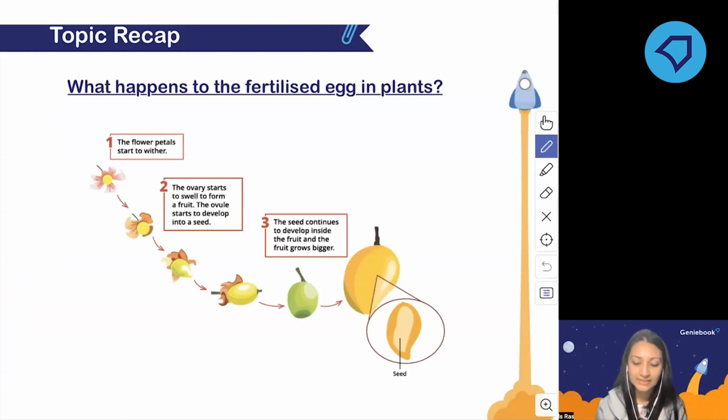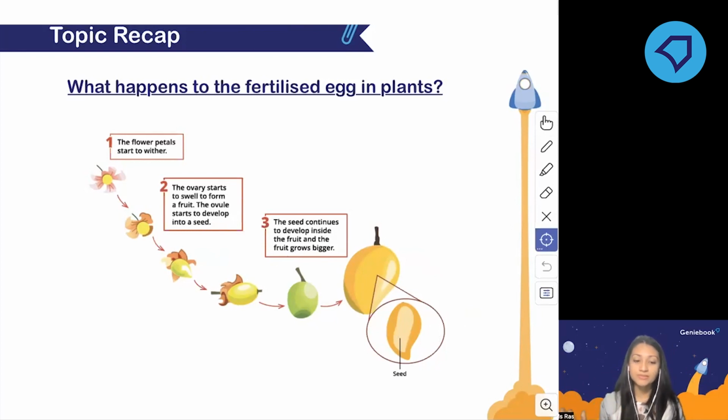What happens to the fertilized egg? These are the events that take place after fertilization. You can find this in your textbook, I believe. The flower petals start to wither. The ovary will swell to form a fruit, and the ovule becomes a seed. The seed continues to develop, and the fruit grows bigger, and then you have your mango. This is only for one seed. There are some fruits with multiple seeds.